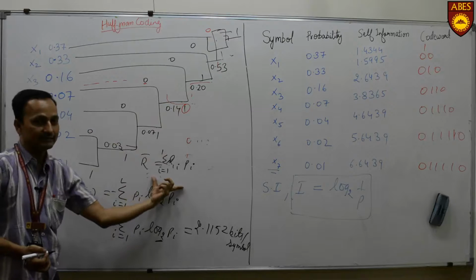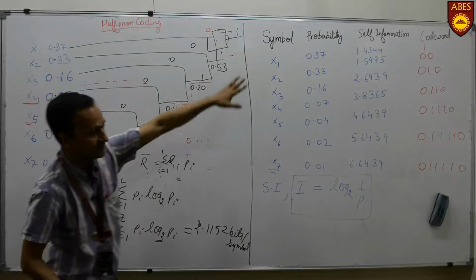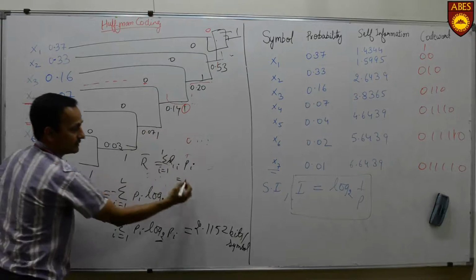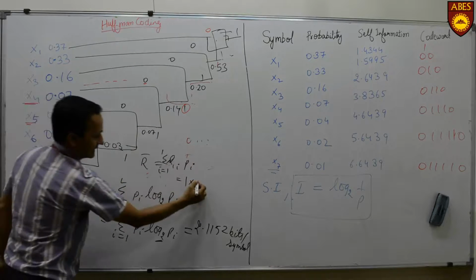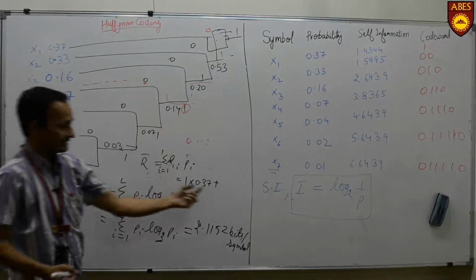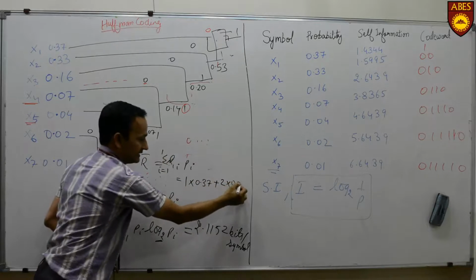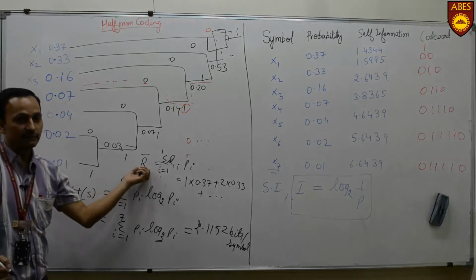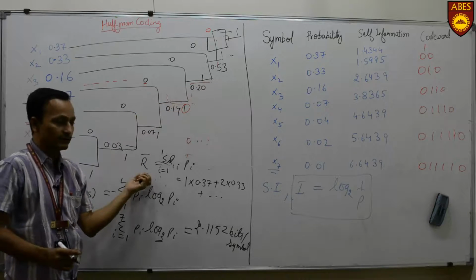So we have to calculate this R bar, which will be calculated over all the symbols. For calculating R bar, I take the length of the first symbol, which is 1, multiplied by its probability, 0.37, plus the length of the second symbol, which is 2, multiplied by its probability, 0.33. Like this, I calculate the average code word length, which comes out to be R bar.